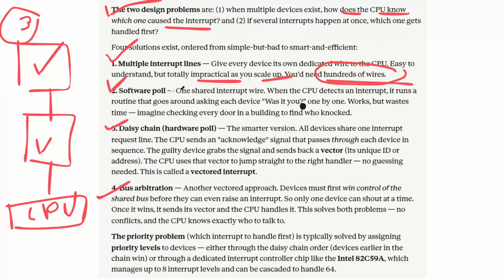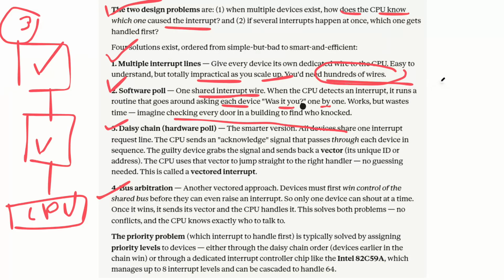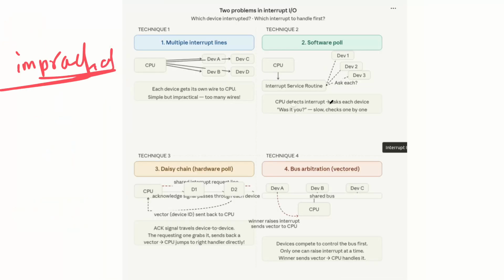Now in software poll, there is one shared interrupt wire. When the CPU detects an interrupt, it runs a routine that goes around asking each device, was it you, one by one. It works but wastes time. Imagine checking every door in the building to find who knocked, right? So in software poll there is only one shared interrupt line, and the CPU goes and asks each device whether it has given the interrupt.